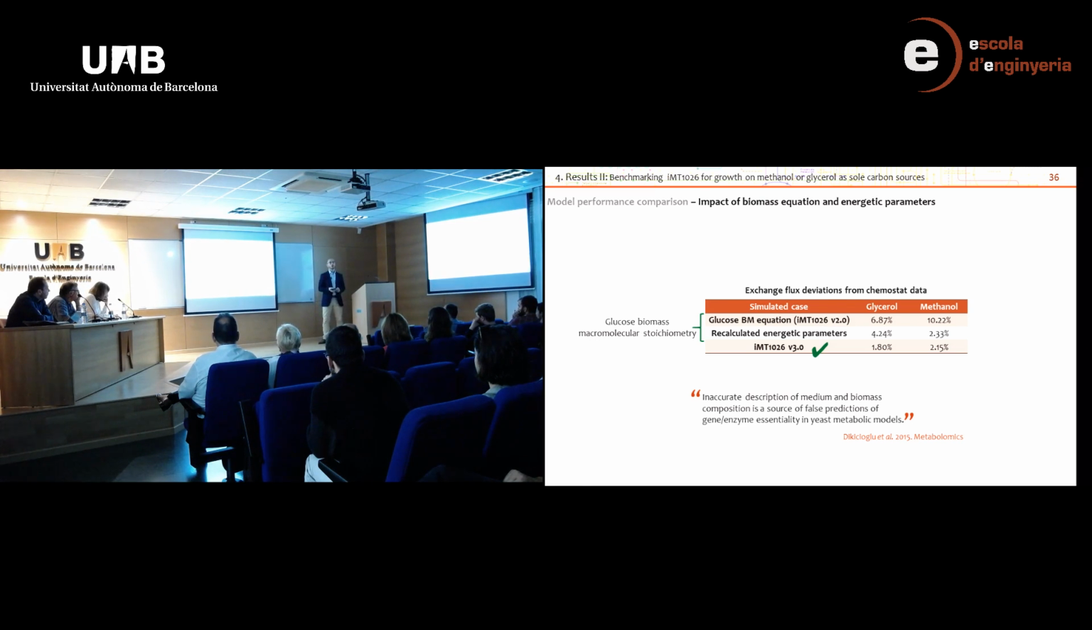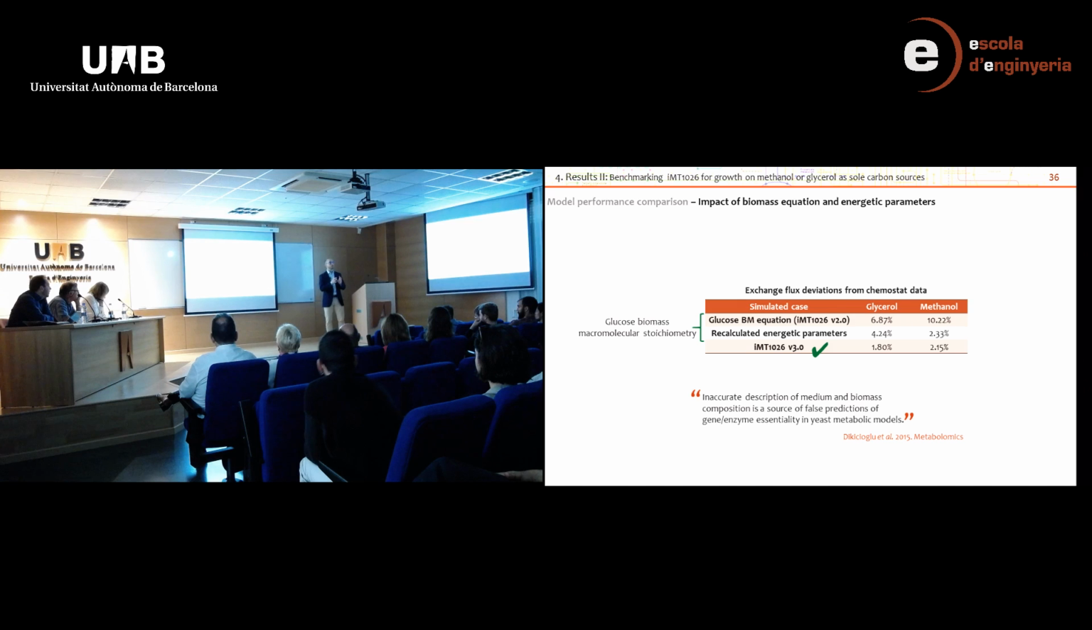Nevertheless, we also know that it is not always possible to characterize the biomass in new conditions because we don't have the infrastructure or the available techniques. So we tried to adjust the model without changing the biomass composition to predict these new conditions. So we used the glucose biomass macromolecular equation and then recalculated the energetic parameters according to our physiological data. By doing this, we reduce the deviation in the exchange fluxes to around 2 to 4%.